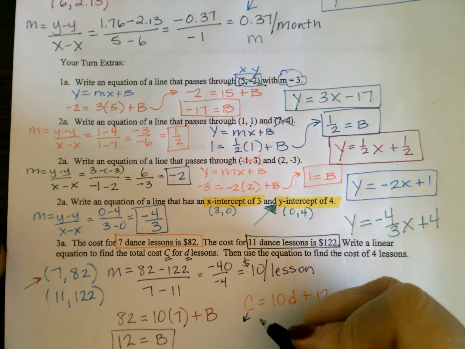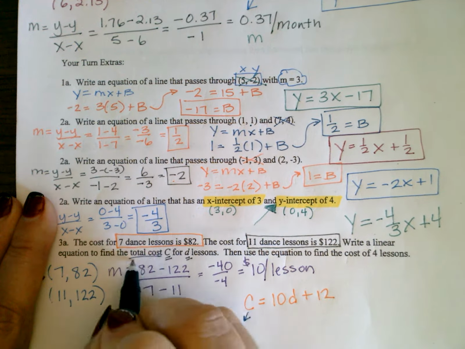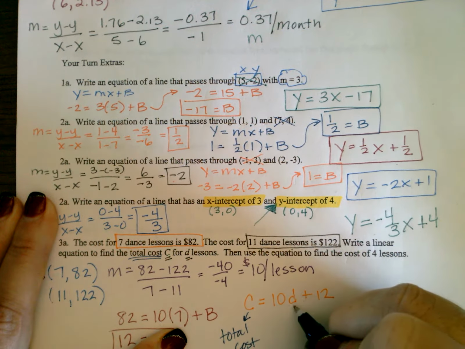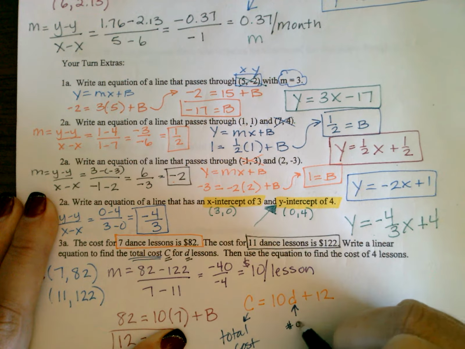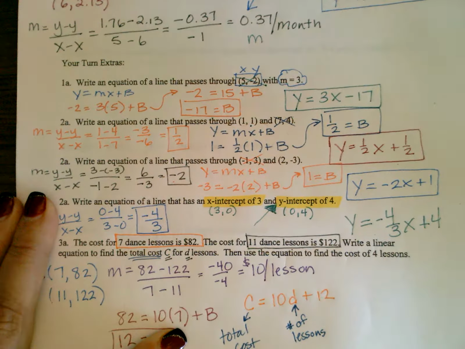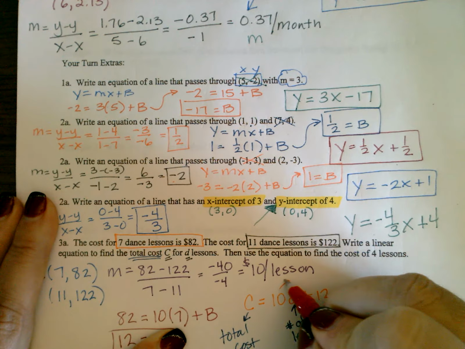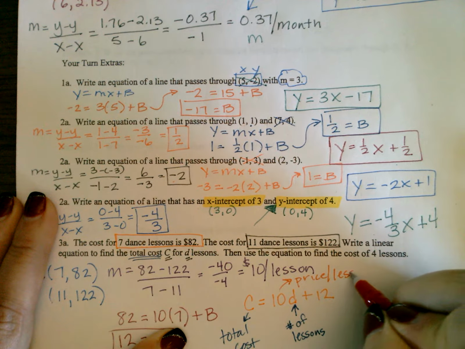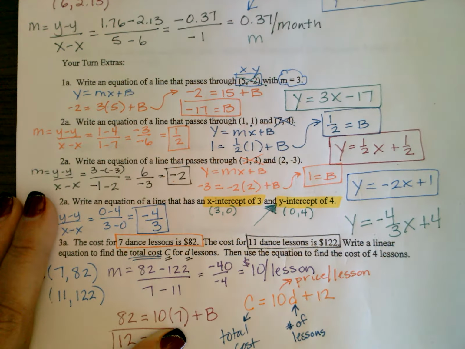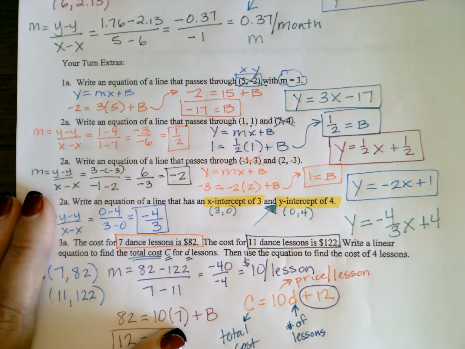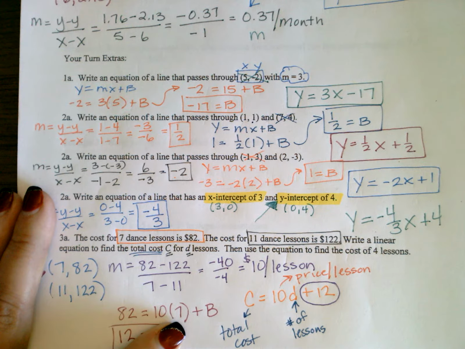Now we need to talk about that. The C stands for the total cost. D is the number of lessons. It said that right in the math problem. This 10 is the price per lesson. So my question to you then is, what in the world does the 12 at the end mean?